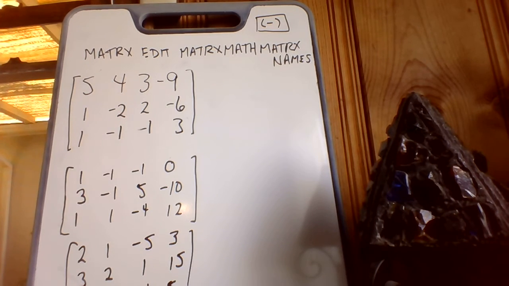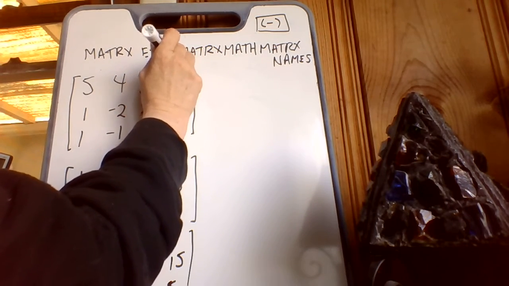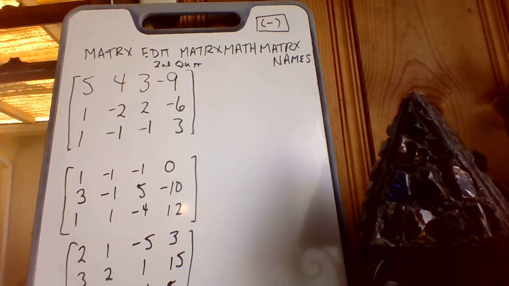Okay, now you have to second quit right in here. Because right now I'm just trapped in the middle of a matrix and I can't go anywhere or do anything. So you have to hit the second button and hit the quit button just to get back to the normal screen. And then go back into matrix.